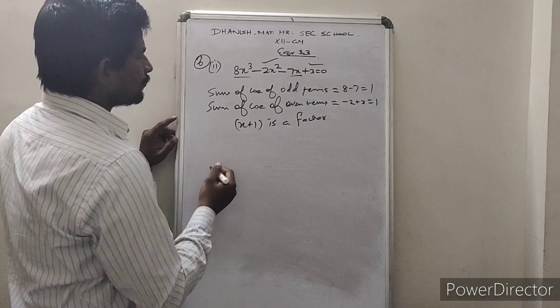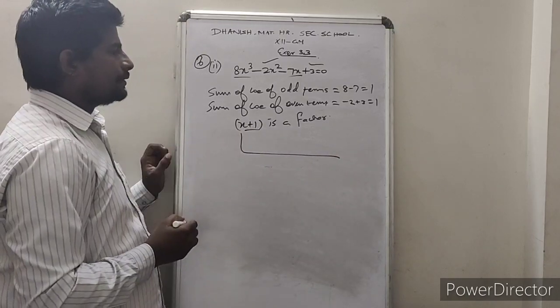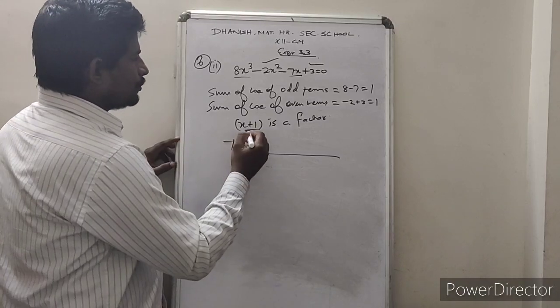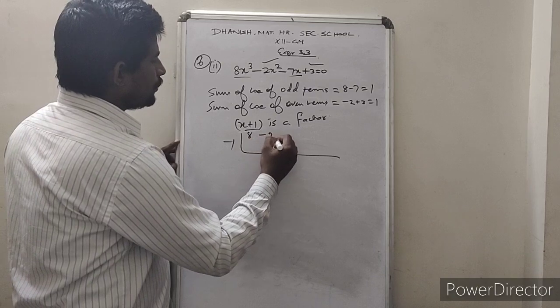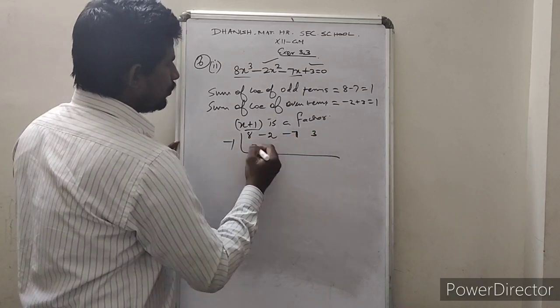Now, we can do the synthetic division. Here our factor is x plus 1, so I am going to put minus 1 over here. I am going to write all the coefficients: 8, minus 2, minus 7, 3. I am going to put 0.